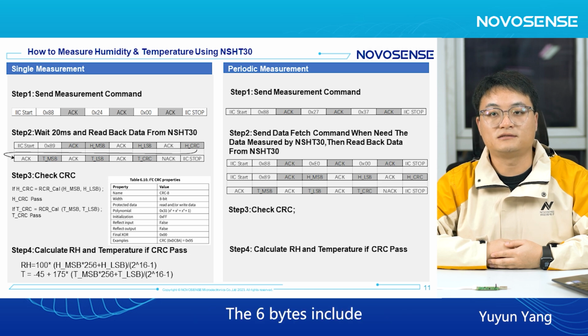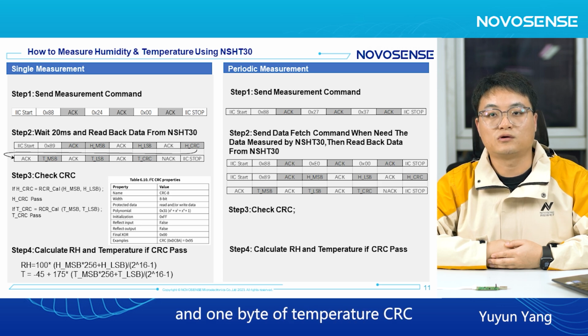The 6 bytes include 2 bytes of humidity data, 1 byte of humidity CRC, 2 bytes of temperature data, and 1 byte of temperature CRC. It's noted that CRC is used to verify whether the data communicated is correct. Therefore, after getting data, a check is typically carried out by performing CRC operation of the humidity and temperature data and comparing the results with the CRC data.